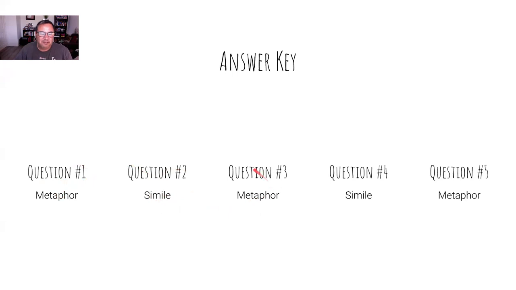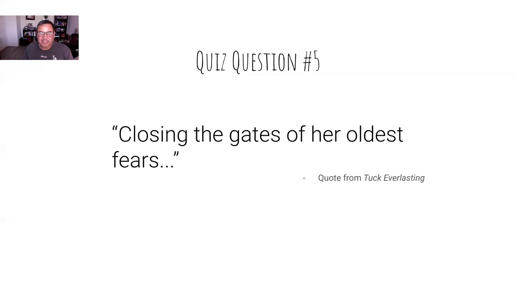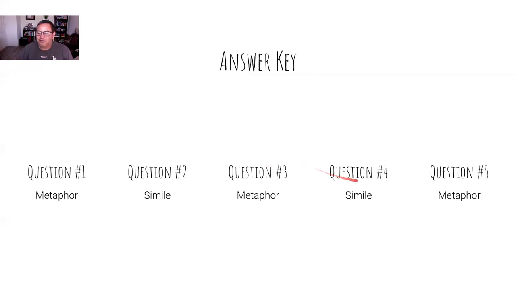Roses grown in concrete gardens does not say like or as. Question 4, like a beetle. So it's a simile. And question 5 is a metaphor because it just says closes the gate on her fears. It's saying that she just no longer fears what was out there. Literally is what it's meaning, but they say it in such a nice way, right?